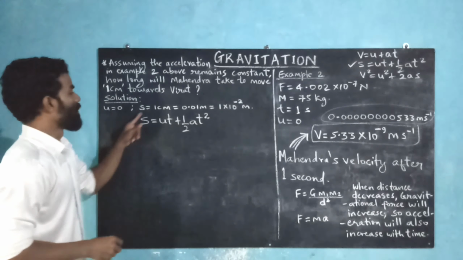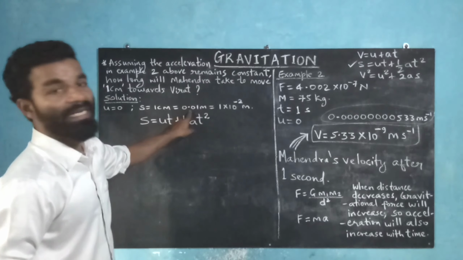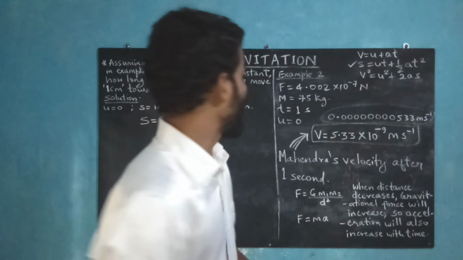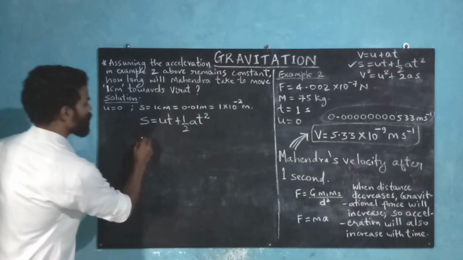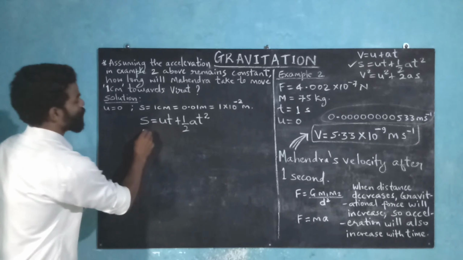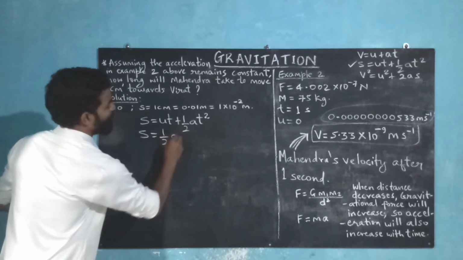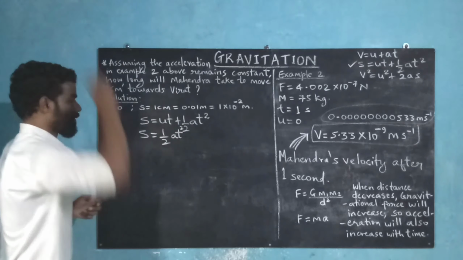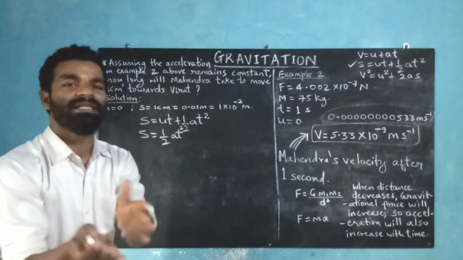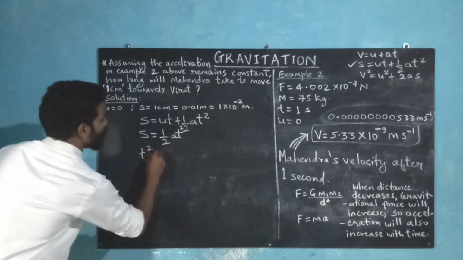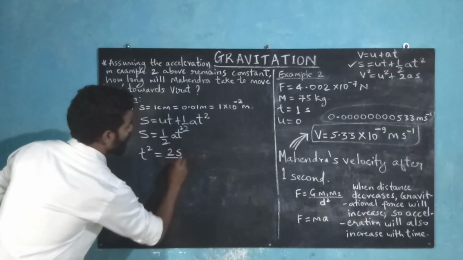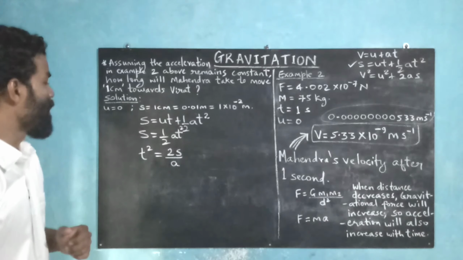So the distance is 1 centimeter, which is converted into meter, the SI unit, and written like this: 1 into 10 raised to negative 2. Before substitution, you all know that u is equal to 0. So you will get S equal to half at square. Now we have to find t. So t will stay on one side, and the rest of the things will go to the other side. So what you will get: t square, this 2 will go here, so 2s, and this a will come in the denominator. So t square equals 2s divided by a.